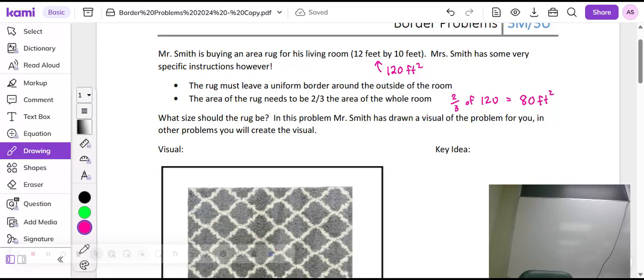Or I could have a 20-foot by 4, or 5 by 16, but there's one specific rug that will give us that nice uniform border. So how do we find it? I'm going to show you guys how we do this.